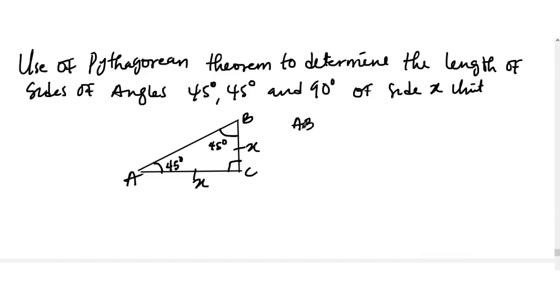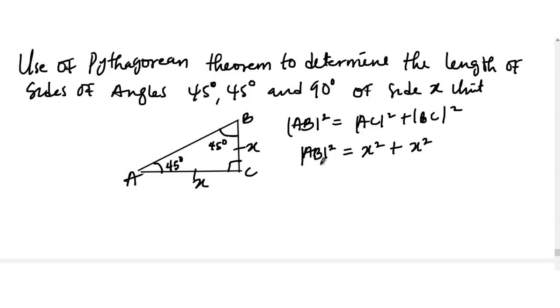So we can say that AB square is equal to AC square plus BC square. AC square is x square, plus BC square, that is x square. So in that case, AB square will now be x square plus x square, that is 2x square.